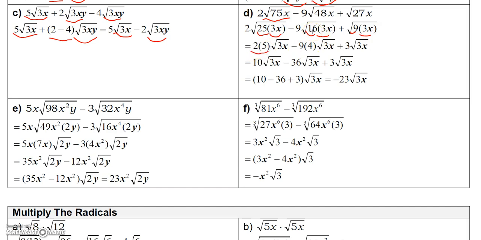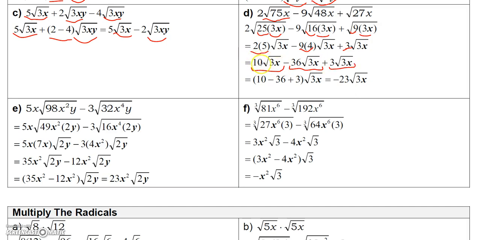And I can do the same thing with 16. The square root of 16 is 4, so I can pull it out of the radical. And then the square root of 9 is 3, so I can pull the 3 out right here. And then that's going to give me 10 times the square root of 3x. And then multiply here, you get minus 36 times the square root of 3x. And then bring down the third term, 3 times the square root of 3x.